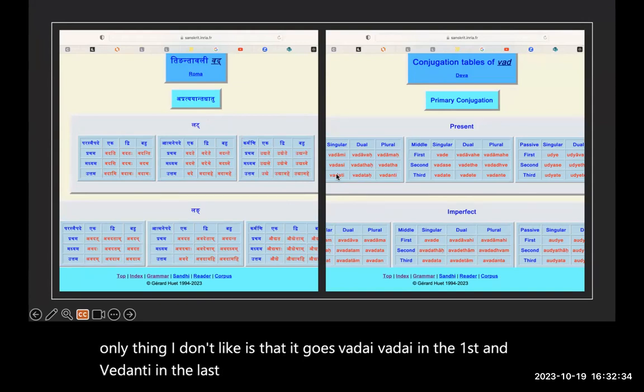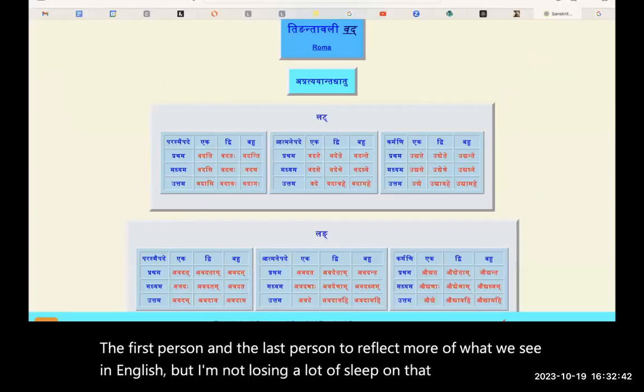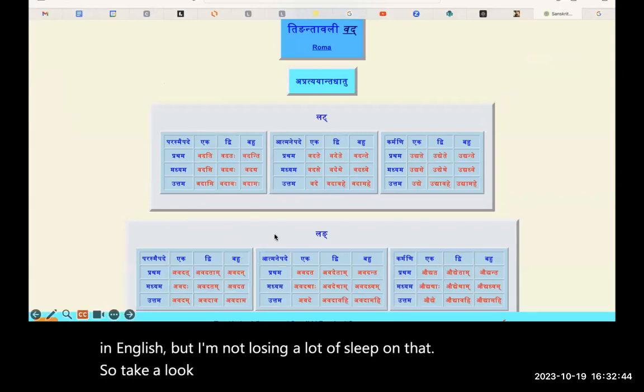So it switches around the first person and the last person to reflect more of what we see in English. But I'm not losing a lot of sleep on that. So take a look. It's all in there.